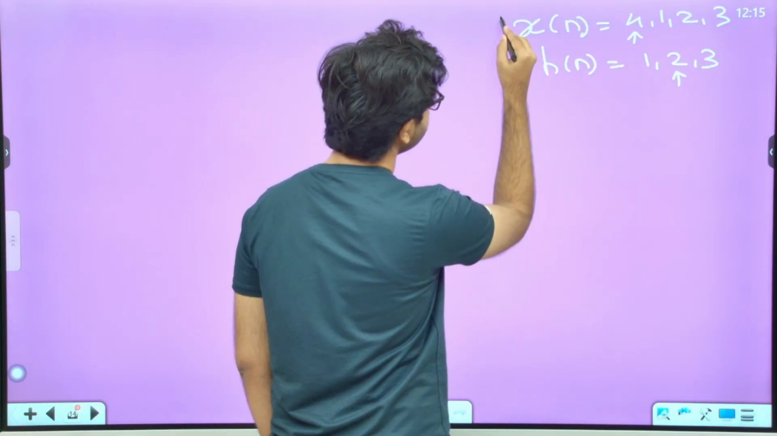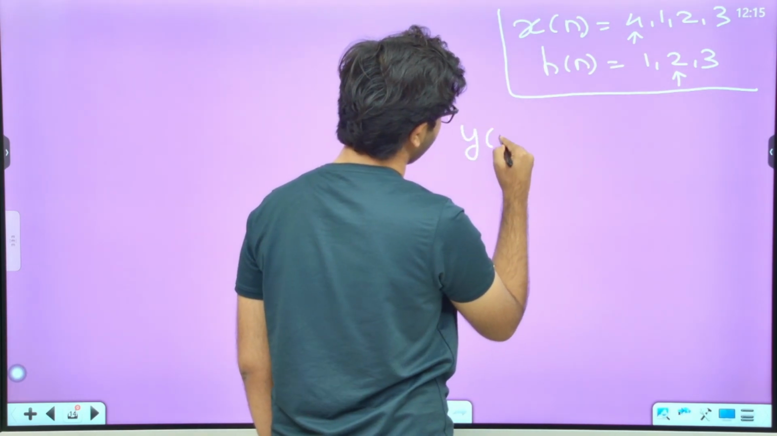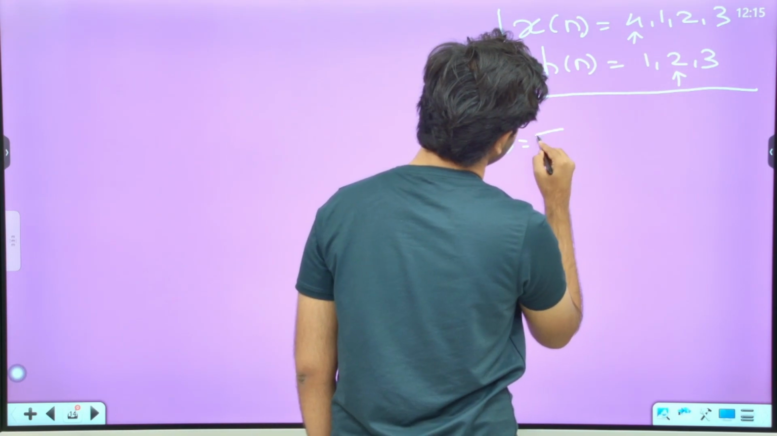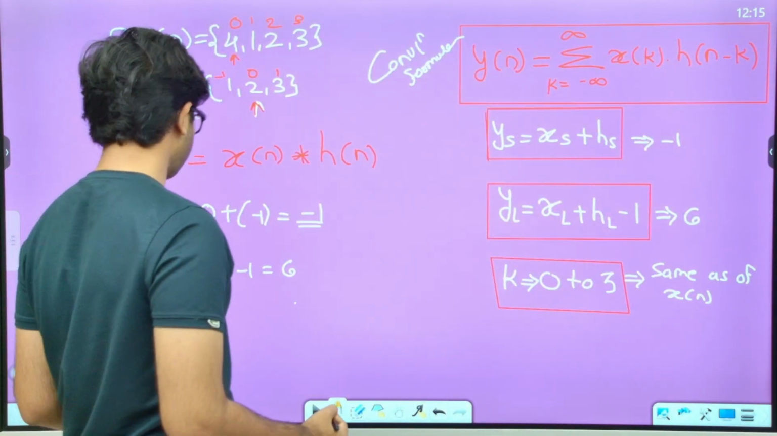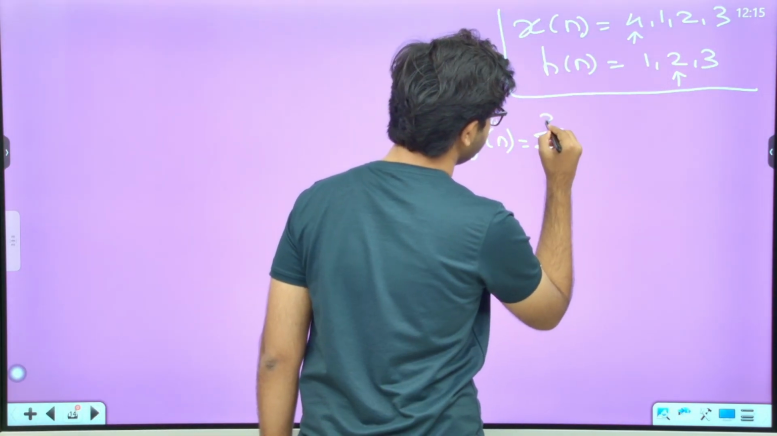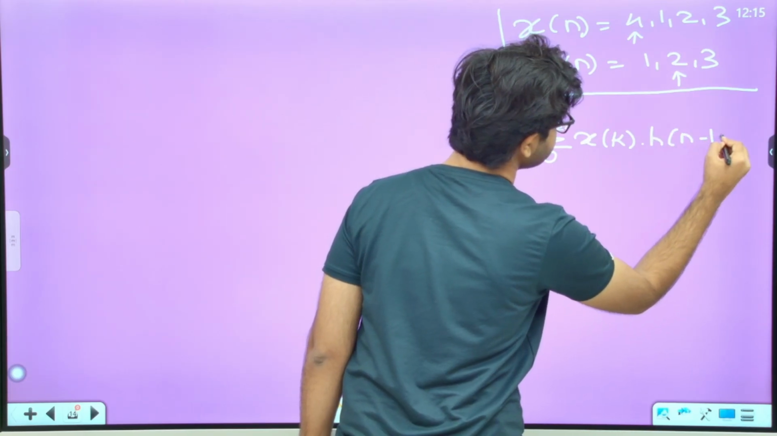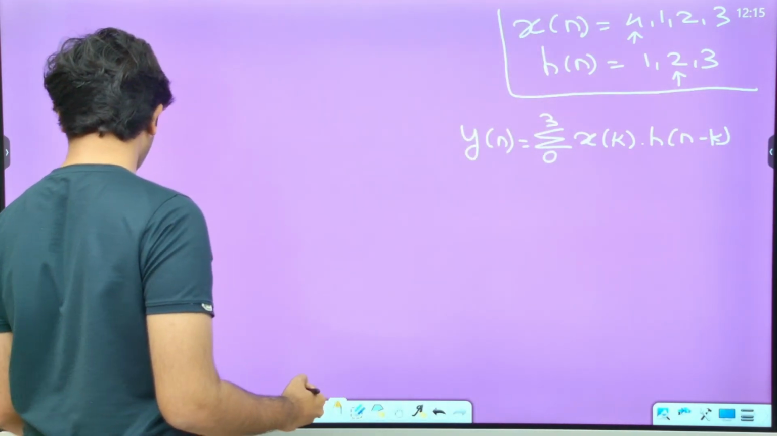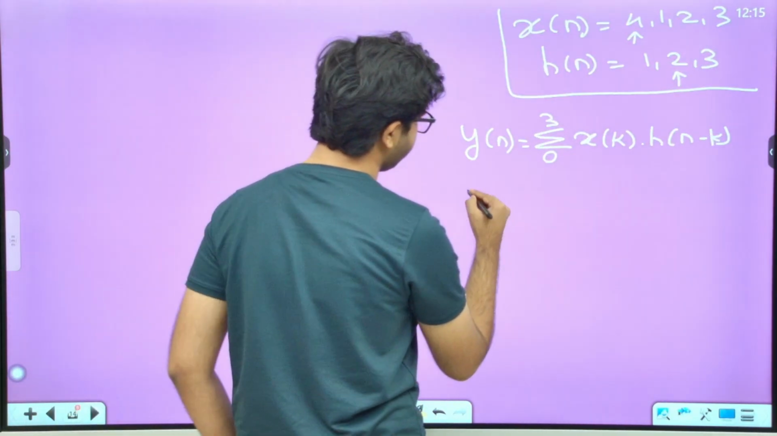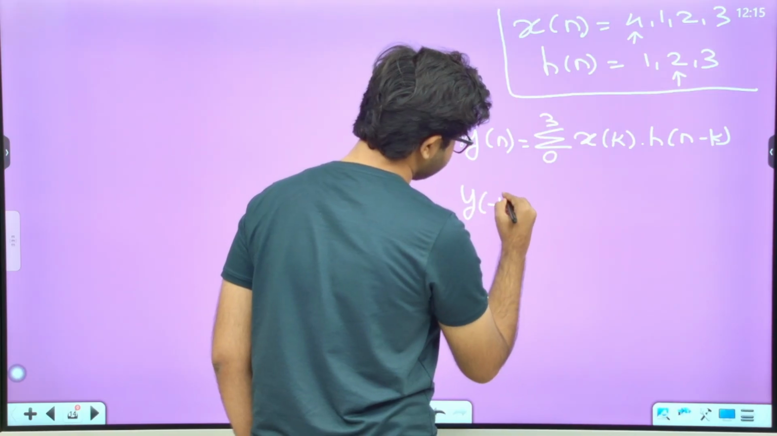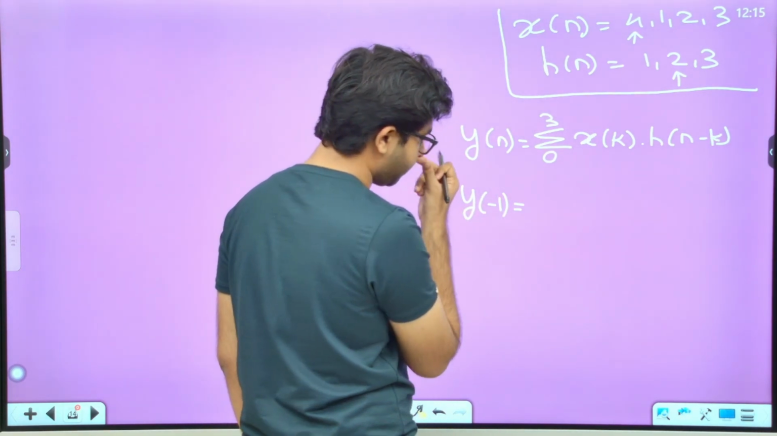Now just be with me. We will solve the complete example. y of n is equal to summation k. We have discussed the range of k: k is from 0 to 3, x of k h of n minus k. And the range of y is starting from minus 1. So the first element of the convolution we will calculate is y of minus 1.